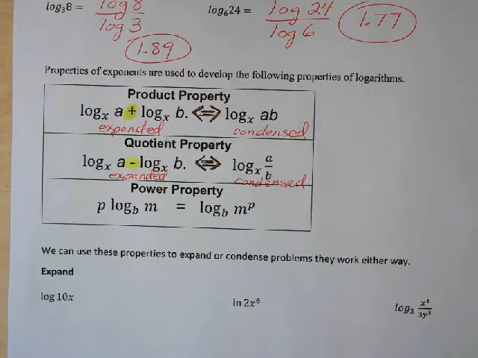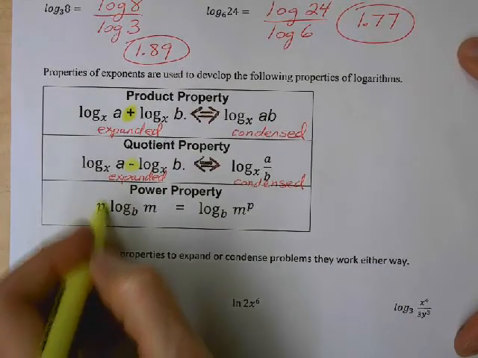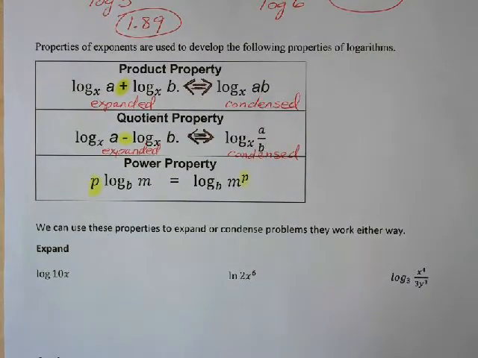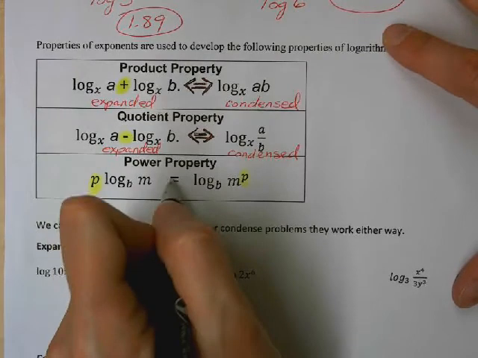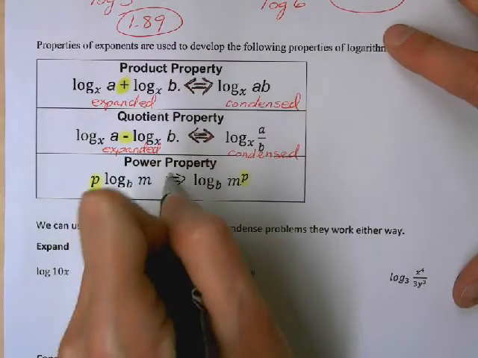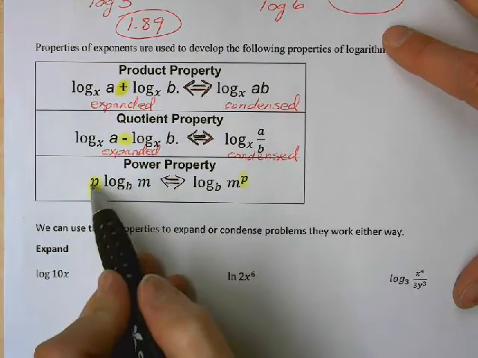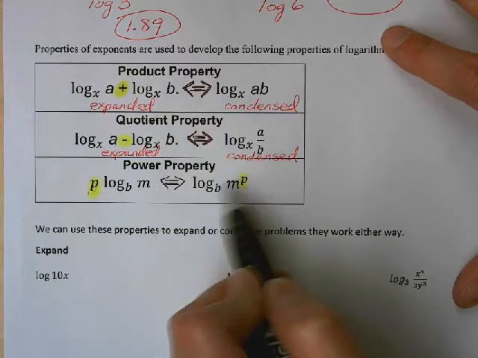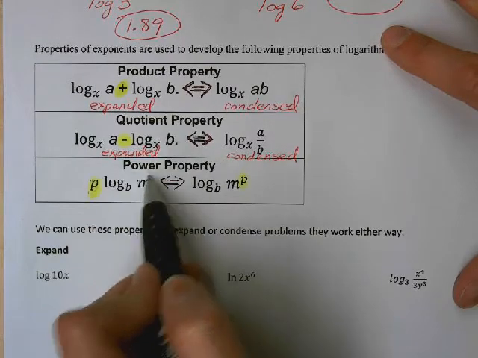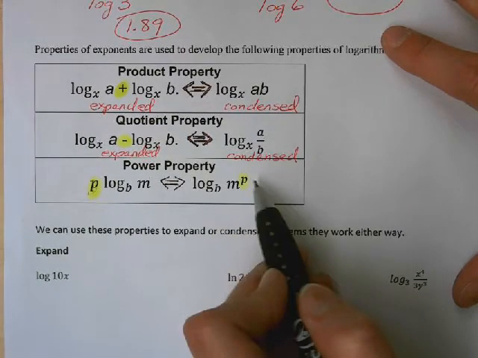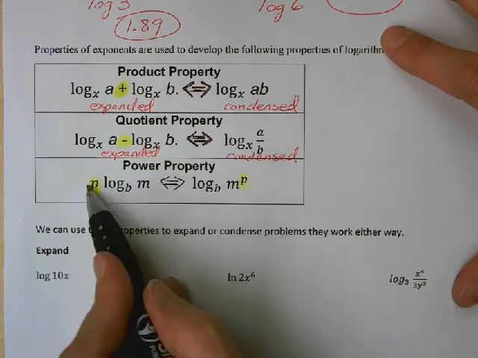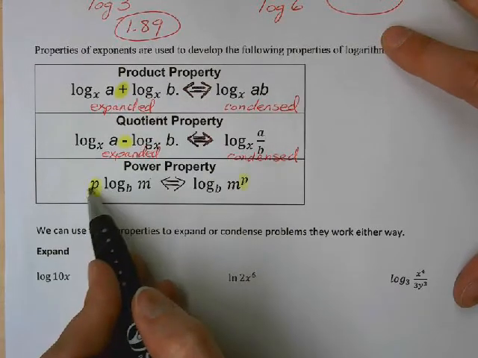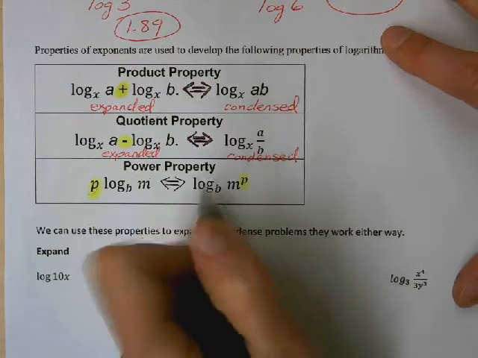Ooh, this one's kind of interesting. This one's a power property. Look where the P moves. We put the letter P for power to stand for power property. It's like an exponent. If you see a number in front of a logarithm, you can move it all the way back here so it's m to this p power. See where the p moved? This is a power, or you can put it back over there.